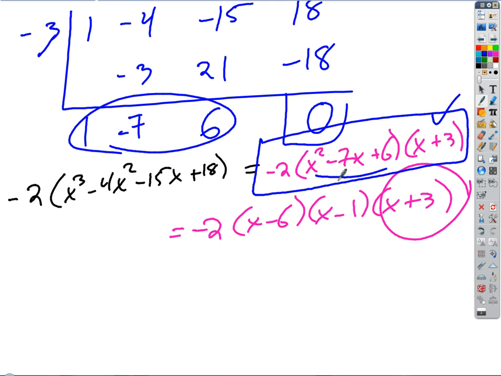Is there anything else? Okay, one other one I want to give you. If you can do this, you're great. You're in great shape here. So how about?